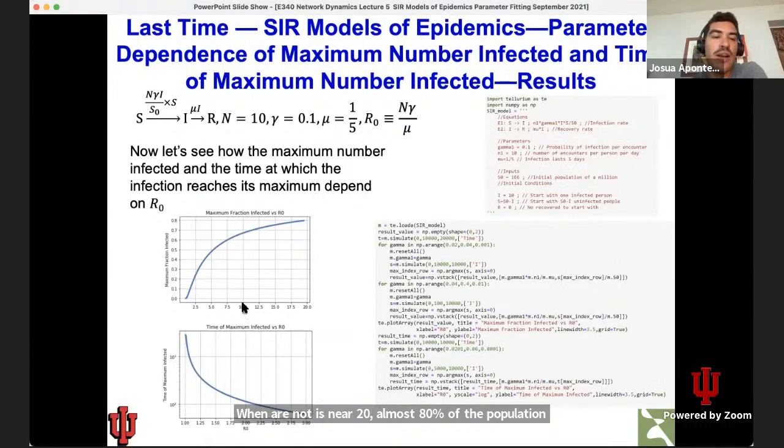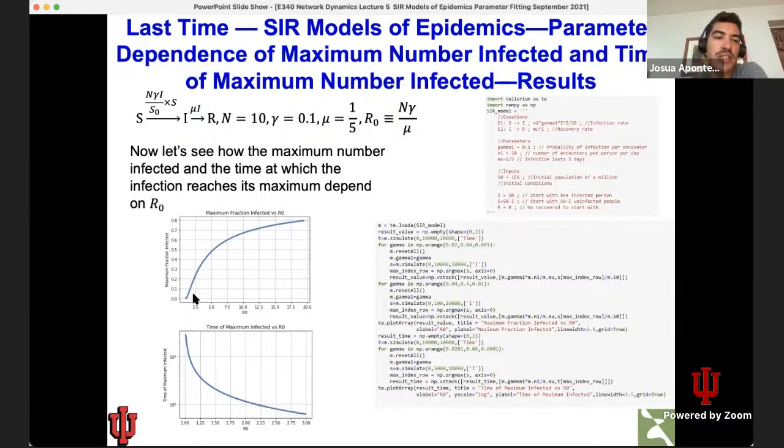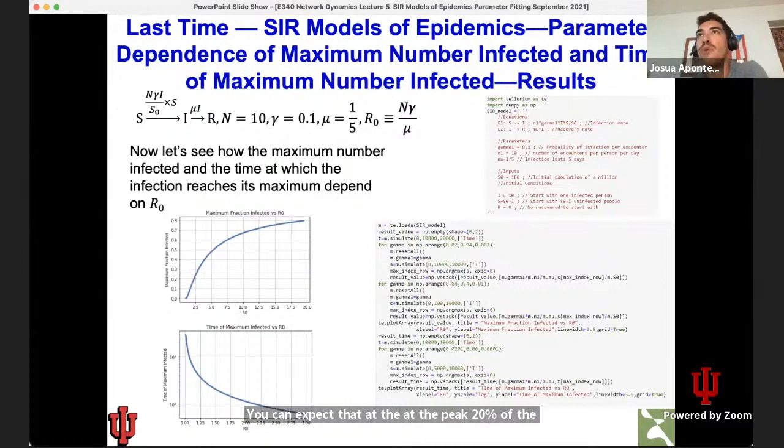If your R naught is 10, you can expect that at the peak, at least 70% of your population will be infected at the same time, and so on. If your R naught is 2.5, you can expect that at the peak, 20% of the population will be infected at the same time. And those are important numbers, right?